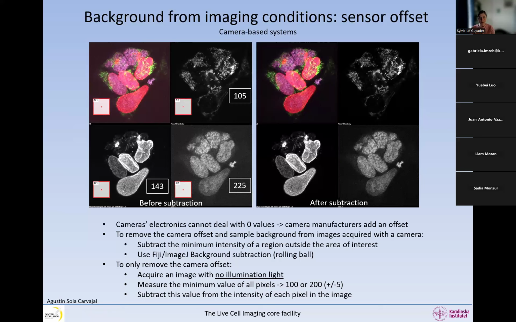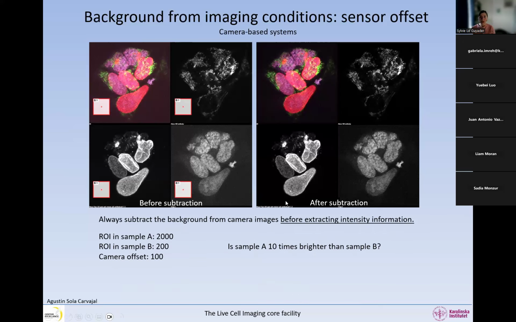So if we check everywhere on the image, then we will find the camera offset. This value should be subtracted from the intensity in each pixel in the image. So this is background subtraction that you can do. So let's have a look at why we need to do that.